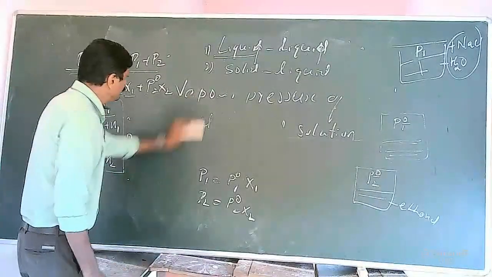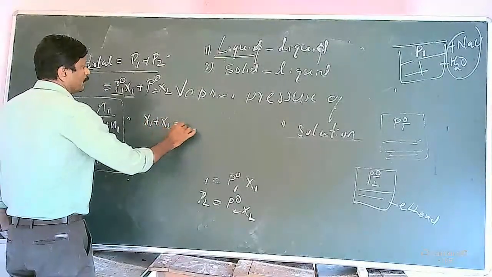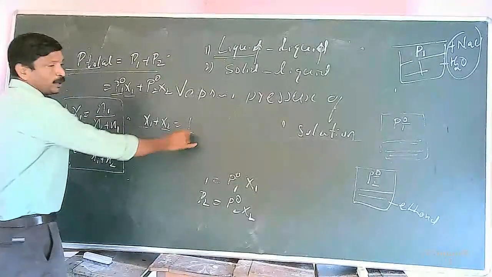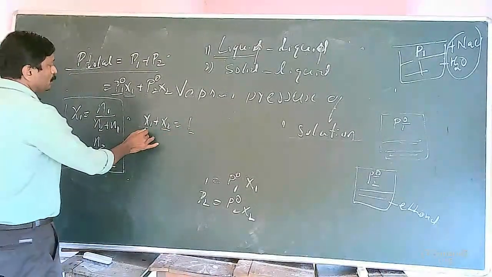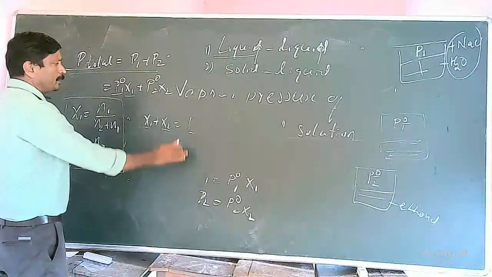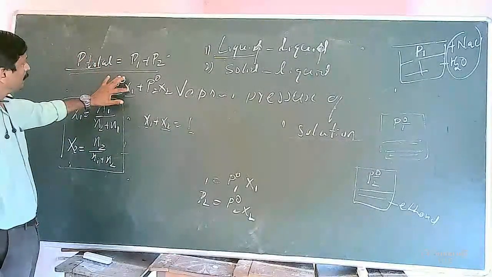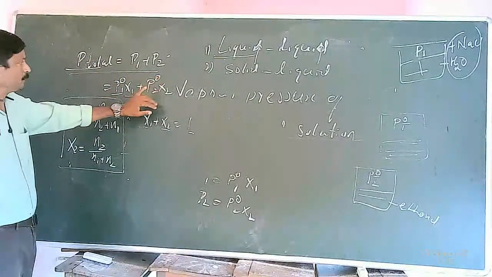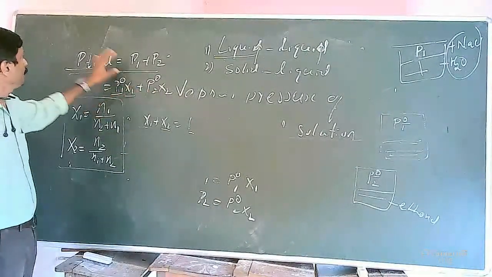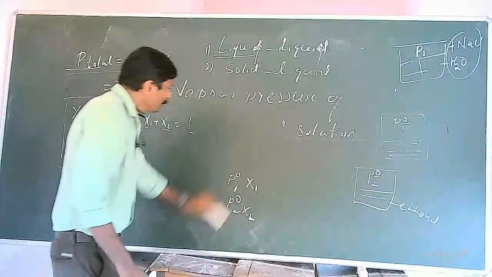Here one more thing: x1 plus x2 is equal to 1. For a binary solution, x1 plus x2 is equal to 1. Suppose x1 is equal to 0.75, x2 is equal to 0.25. Total is 1. So you are able to calculate x1 and x2. This will provide P01 and P02, and you are able to calculate the P total.